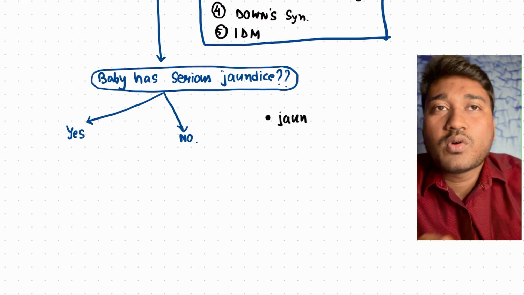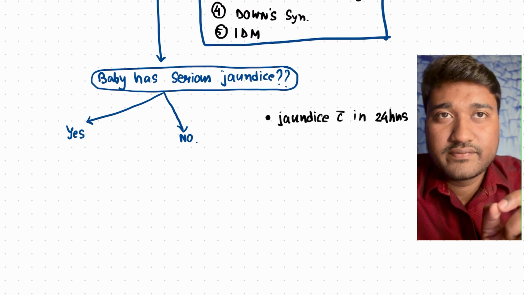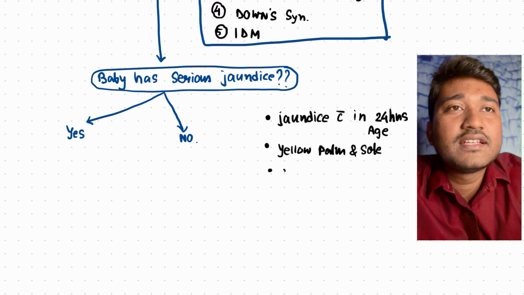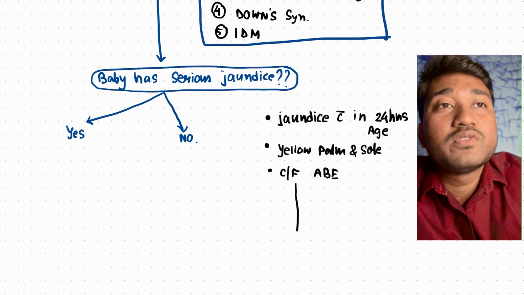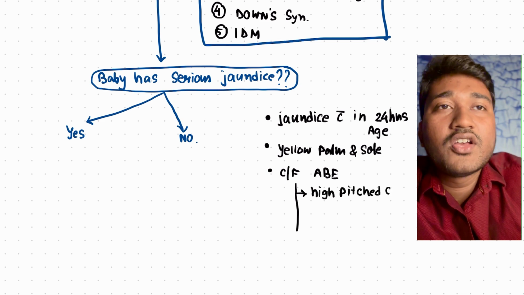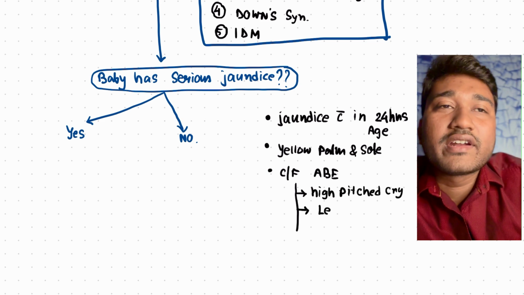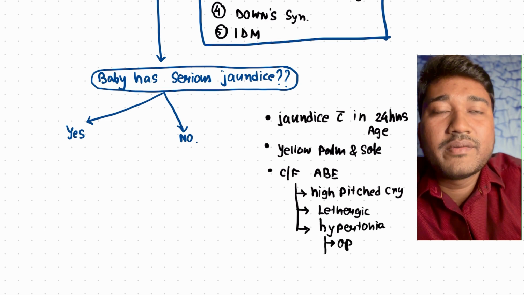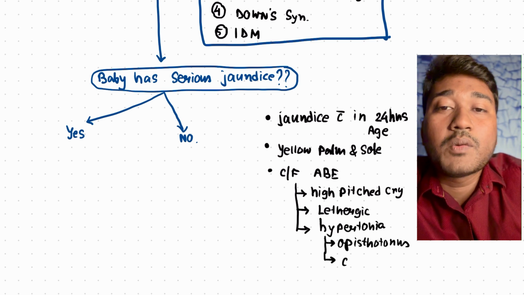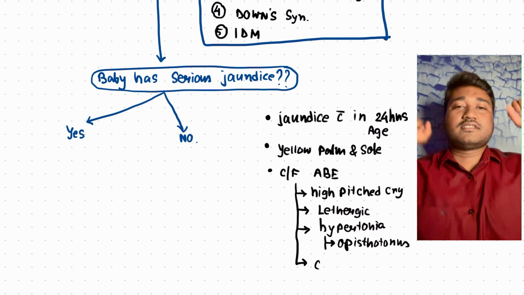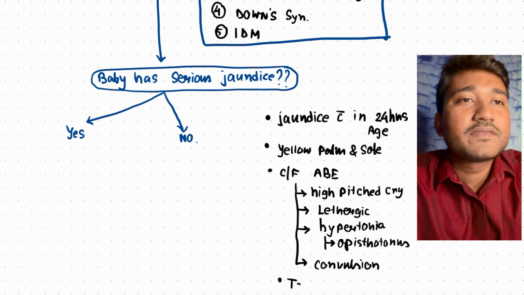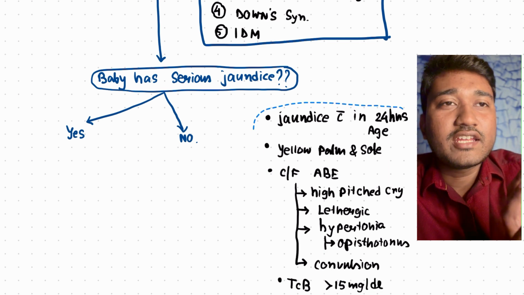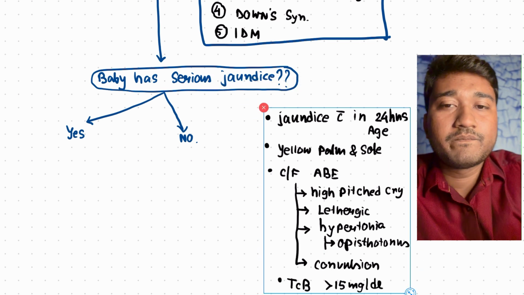So you need to know what is actually called serious jaundice. Serious jaundice means the forms of pathological jaundice. So the jaundice which is appearing within 24 hours of age, or yellow palm and sole at any time, or clinical features of acute bilirubin encephalopathy like high-pitched cry, lethargy, or maybe hypertonia in the baby in the form of opisthotonos, that is like this, the baby is bending, or maybe convulsion. Okay, and also transcutaneous bilirubinometry at any time more than 15 mg per dl.